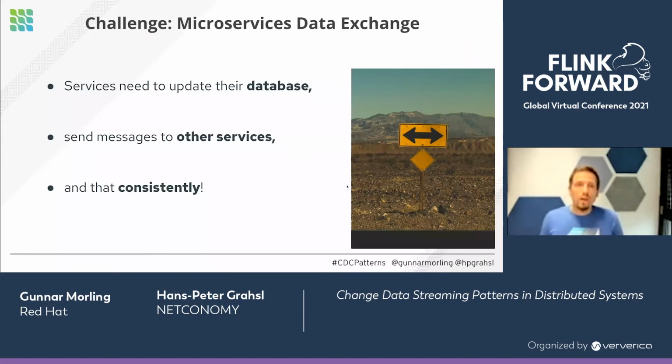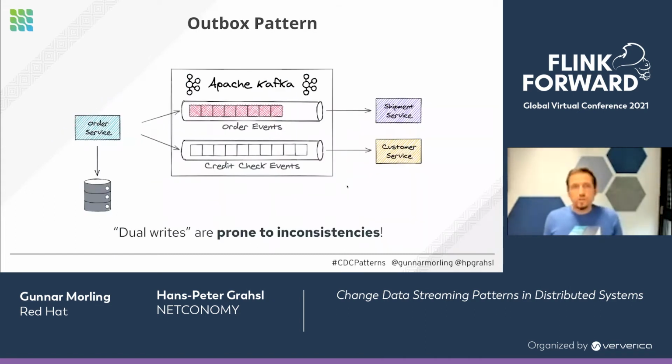Very often we have the case that a microservice needs to update its own local database, but in addition, it wants to notify other collaborating services about some of the changes it made. And of course, we want to do both these things in a consistent way. Now, one pretty naive and actually inherently unsafe way to do that is what we would call a dual write.